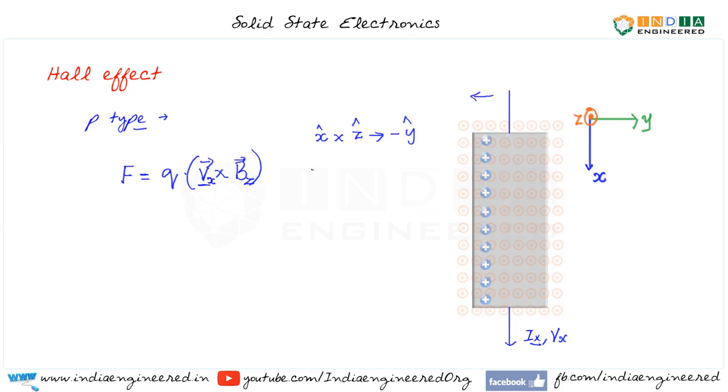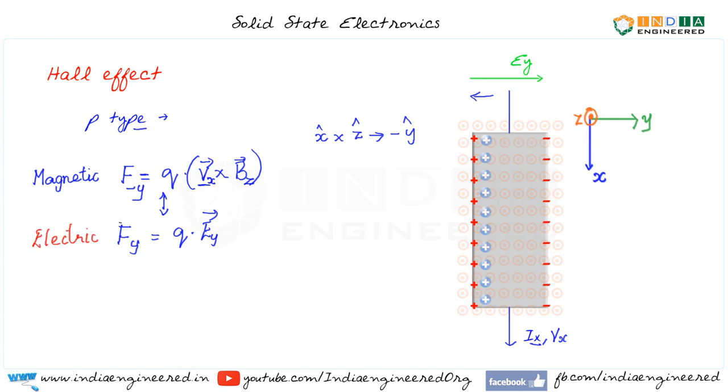Now once it is displaced from the original position, an electric field is set. So we have a force due to magnetic field which is trying to push the charges towards the negative y-axis, and we have a force due to electric field which is trying to push the charge in the opposite direction. So they will find some equilibrium. At that equilibrium, we have these two forces equal and a stable electric field is set across the material. This force is due to electric field.